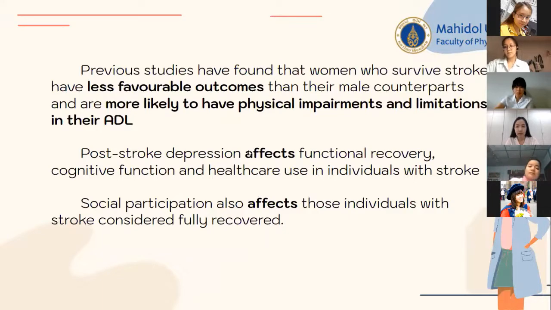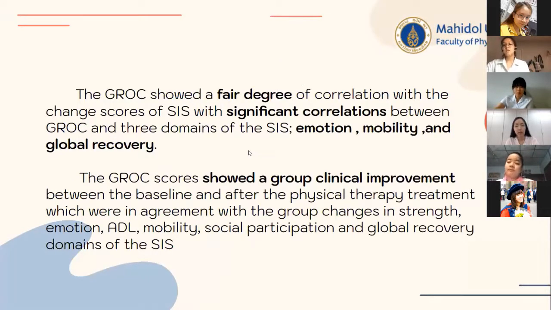The GROC shows a fair degree of correlation with a change score of SIS with significant correlation between GROC and three domains of the SIS that include emotion domain, mobility, and global recovery. The GROC score shows a group clinical improvement between the baseline and after the physical therapy treatment, which was in agreement with the group changes in strength, emotion, ADL, mobility, social participation, and global recovery domains of the SIS.